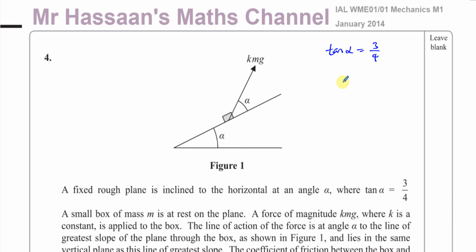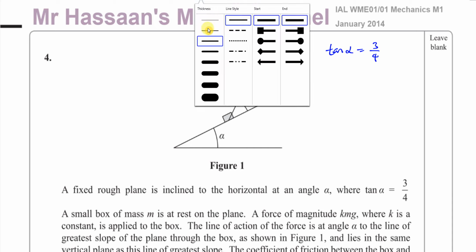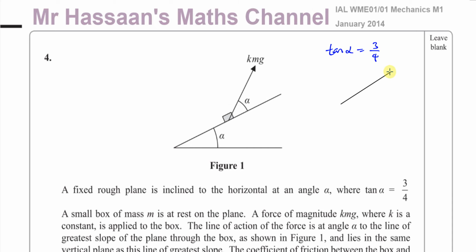Whenever you have a question like this, what you should always try and do is think of a right angle triangle, where you have an angle alpha and the opposite and the adjacent sides to the angle being 3 and 4. So we're just going to make a little drawing of a triangle that we're going to assume is right angled.